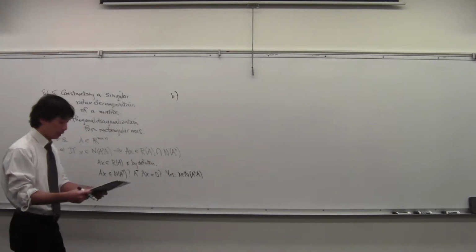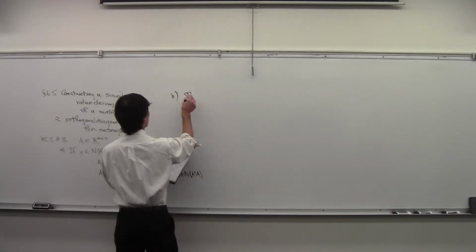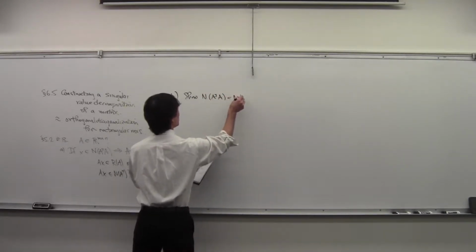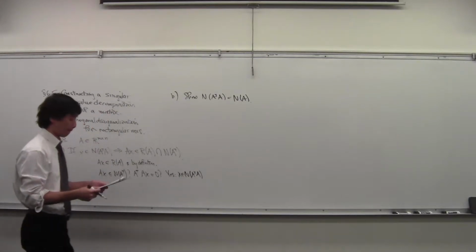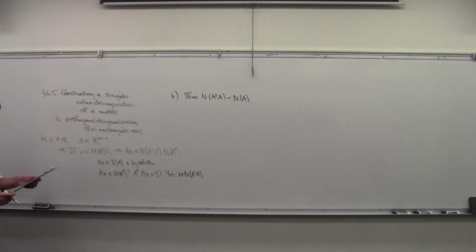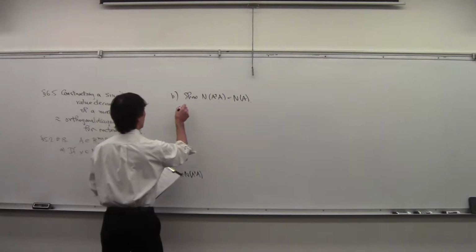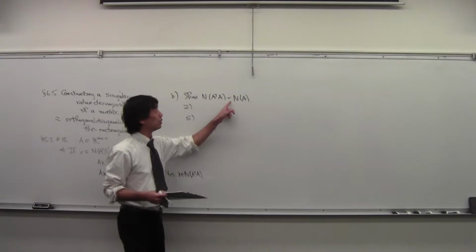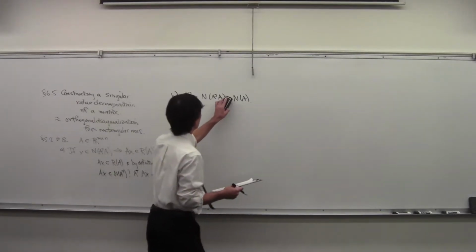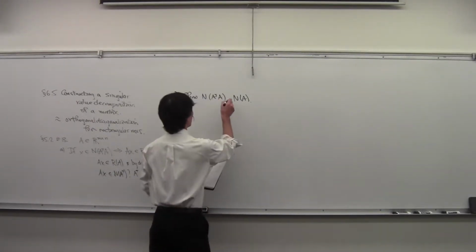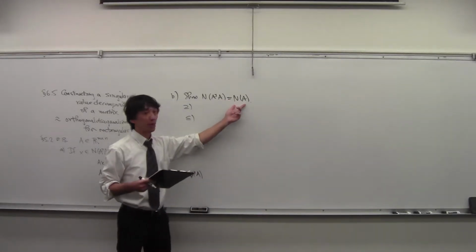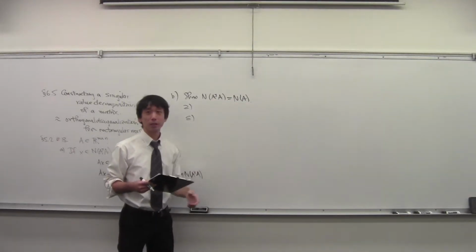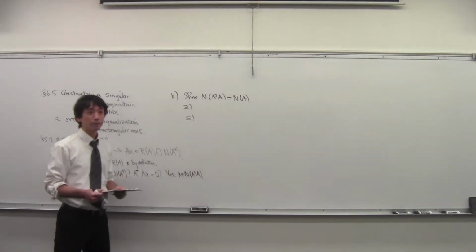Part B, show that the null space of ATA equals the null space of A. Okay, so we'll do this in two parts, showing that the null space of A is contained in the null space of ATA, and then that the null space of ATA is contained in the null space of A.